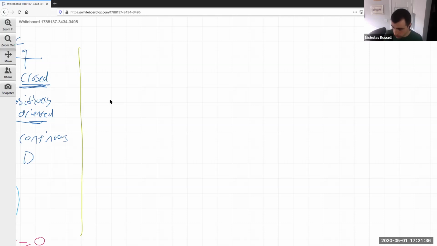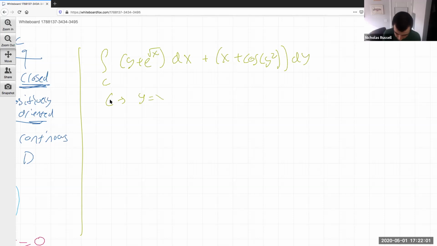So the first one I'm going to do is this integral right here. This integral over C of y plus e to the square root of x dx, plus x plus cosine of y squared dy, where C is the boundary of the region enclosed by y equals x squared and x equals y squared. Okay, it is the boundary of the region bounded by these two curves.